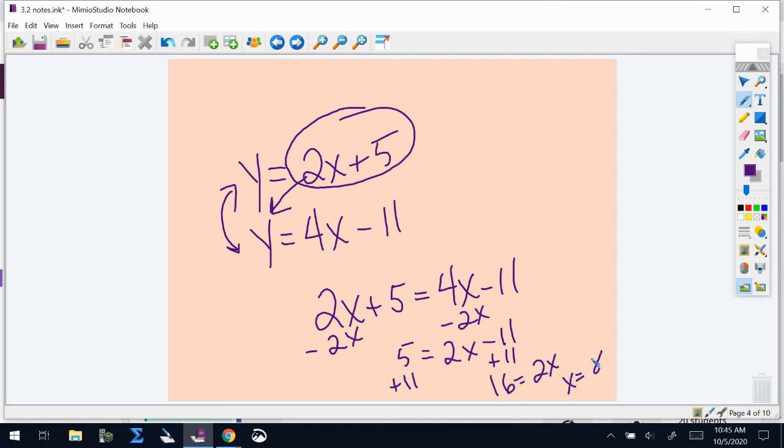So x equals 8. Once you know what x is, you can go back in. You can actually put it in either one. You could put 8 there. Or if you want to be really sure of your answer, you could put 8 in both and make sure you get the same answer.